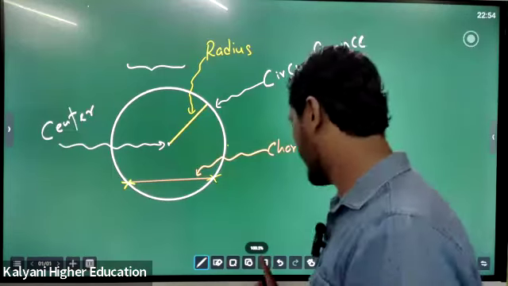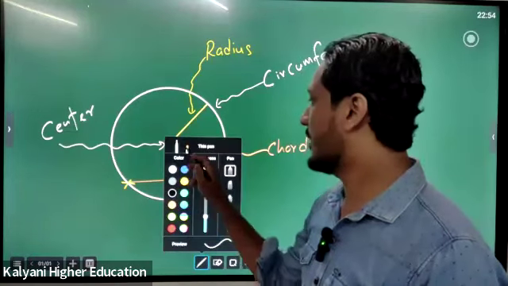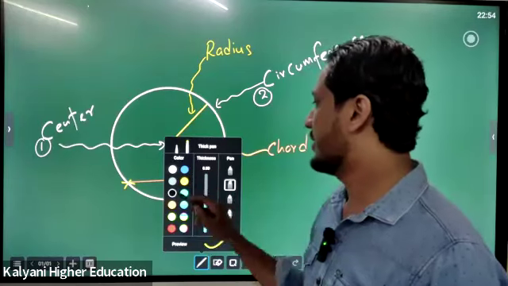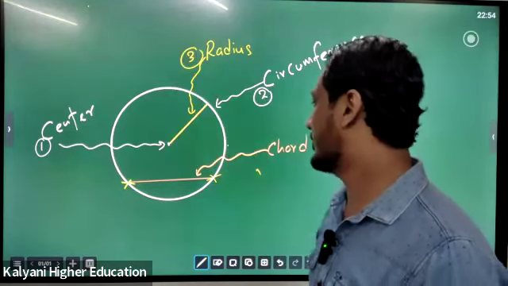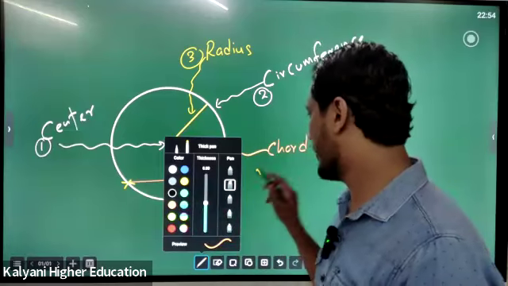Now, how many parts of the circle do you know? 4. You know 4 parts of the circle. What are they? First, center. Second, circumference. Third, radius. Fourth, we studied the chord. This order, don't forget it.